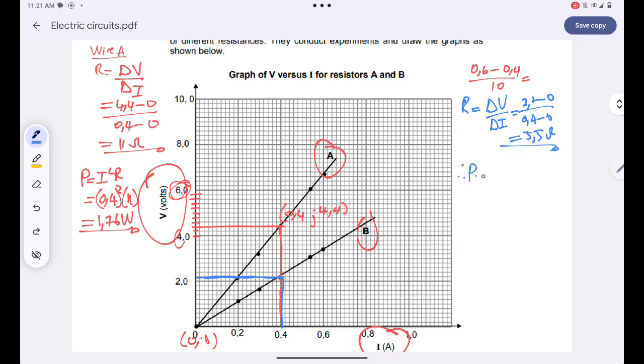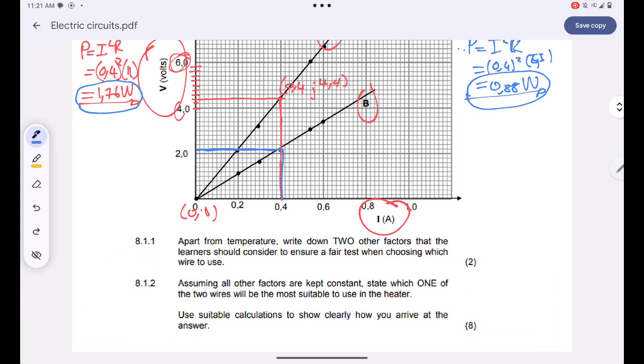And therefore, the power is just I squared multiplied by R, which is just 0.4, and the corresponding resistance is 5.5. So 0.4 squared times 5.5 will basically give me 0.88 watts. This is the amount of energy that will be transferred per unit time. I want to select a wire that will transfer more heat energy per unit time. So wire A will be suitable because it will transfer more energy.